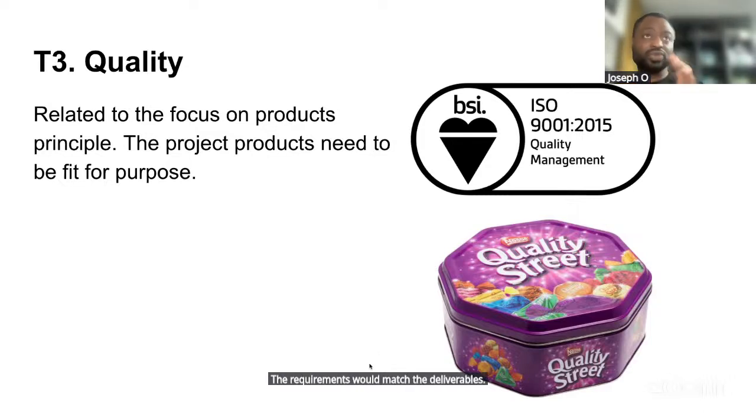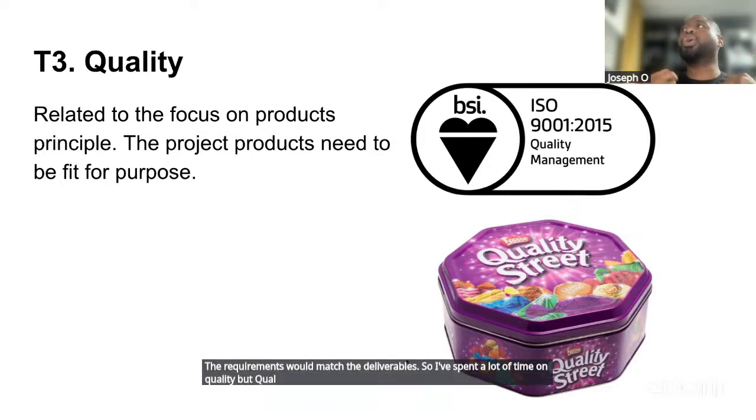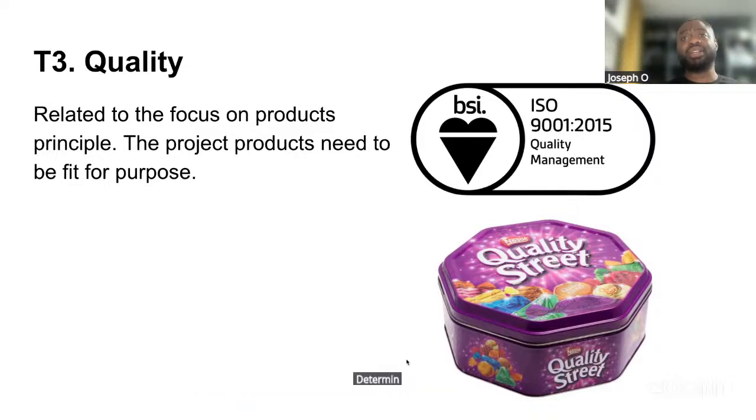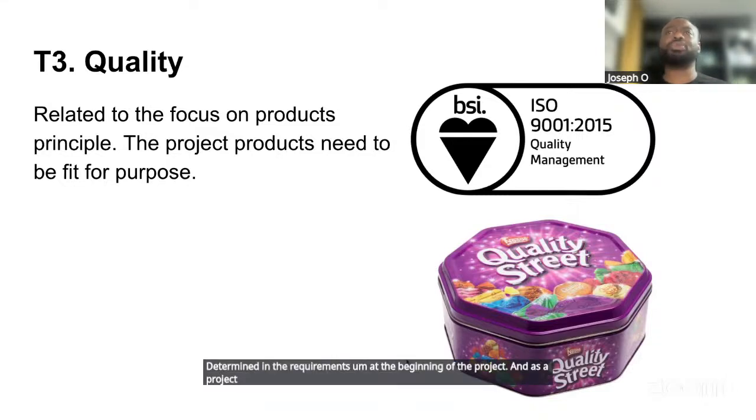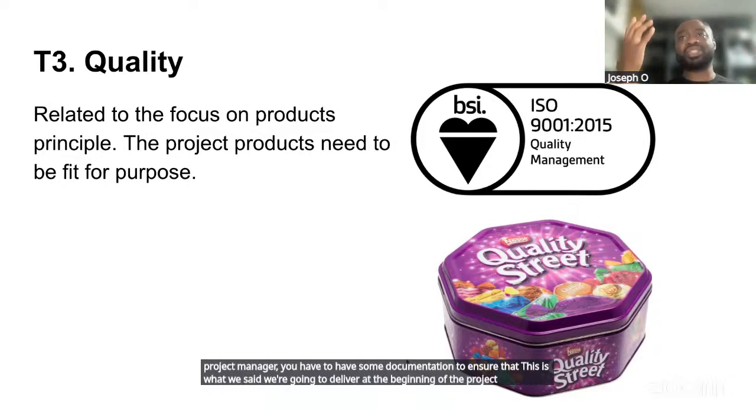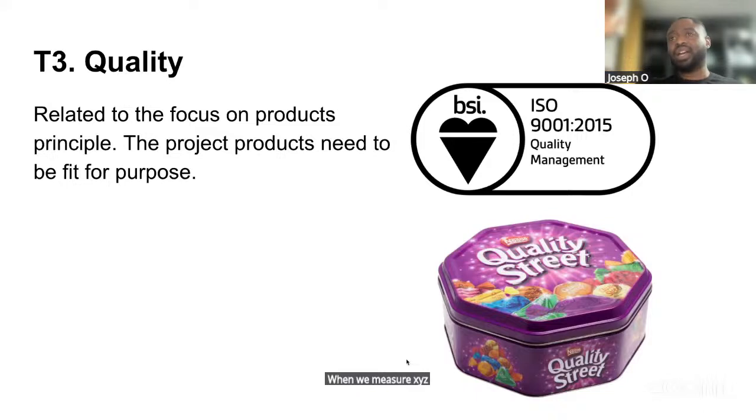So I've spent a lot of time on quality, but quality is not how good something is or how well something is. It's basically, from a project management perspective, how the products match what was originally determined in the requirements at the beginning of the project. And as a project manager, you have to have some documentation to ensure that this is what we said we're going to deliver at the beginning of the project. This is what we said that when we deliver it, when we measure XYZ, you'll be happy. And then when the end of the project comes, you then make those approvals, and that is quality.